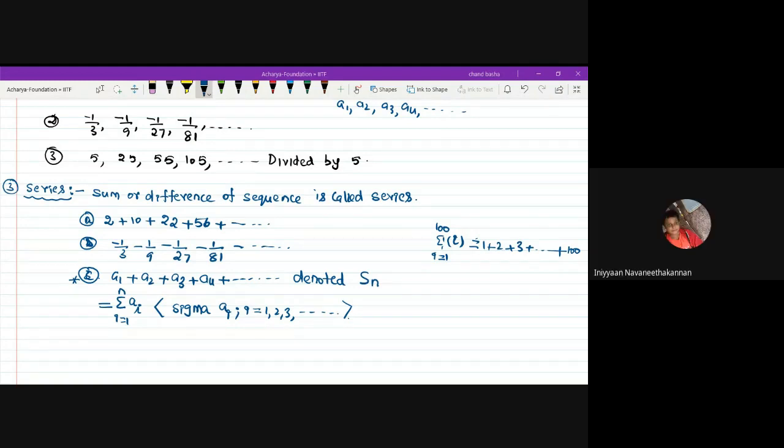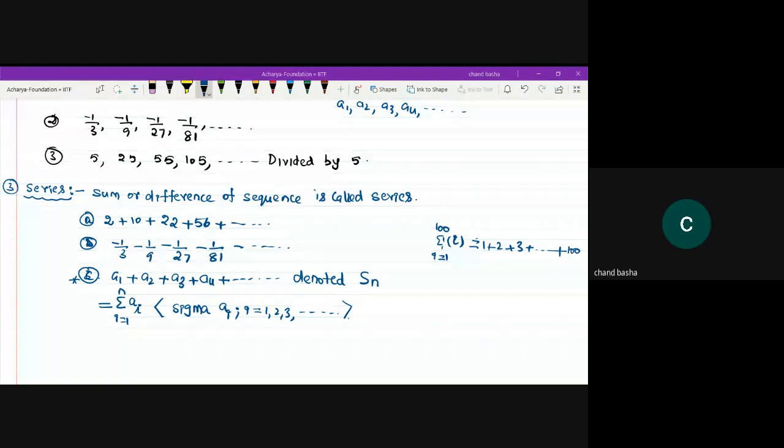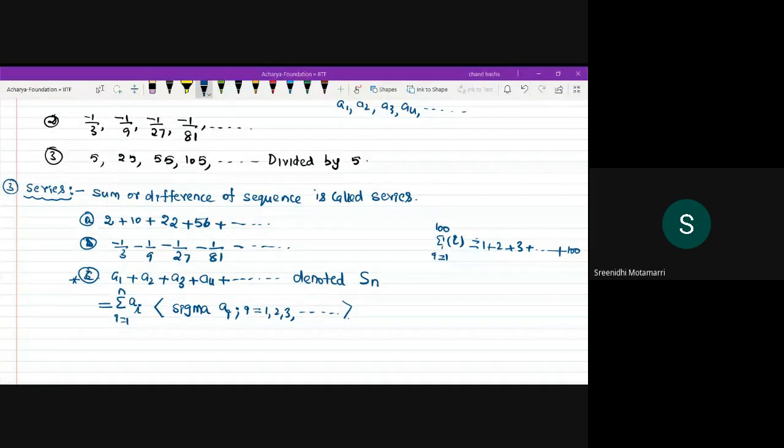So A is also a variable, a notation for some value. A1, A2, A3, these are all some numbers. Instead of writing 1, 2, 3, 4, 5, 6, I have written A1, A2, A3, and so on up to AN. Sir, why can't we give the values as variables x, y, and z like that?